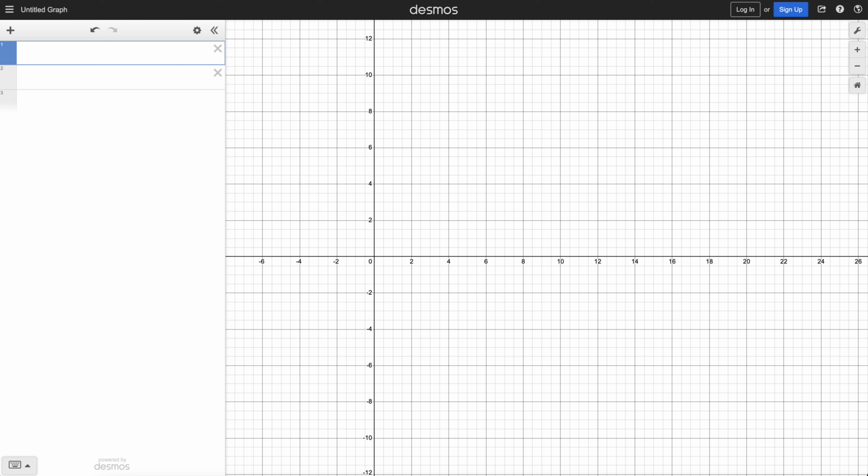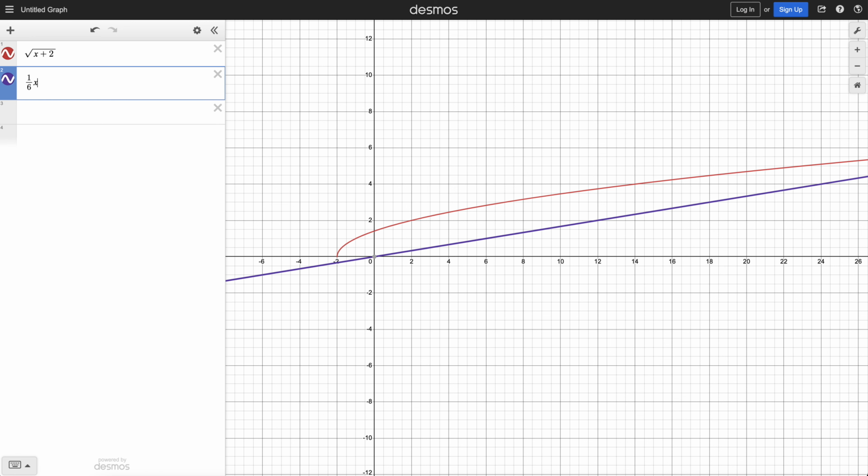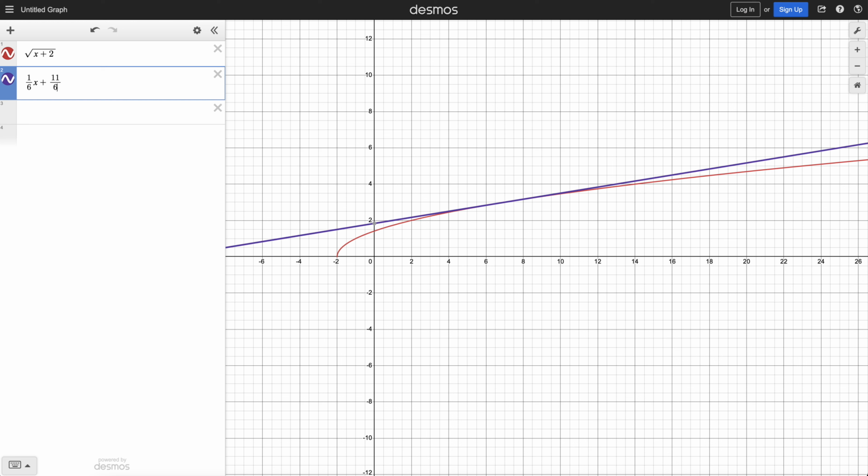Let's just check this out in Desmos real quick here. We have our function, the square root of x plus 2, and then we have our line. So what did we decide that was? y equals 1/6 x plus 11/6. And there you can see the function.